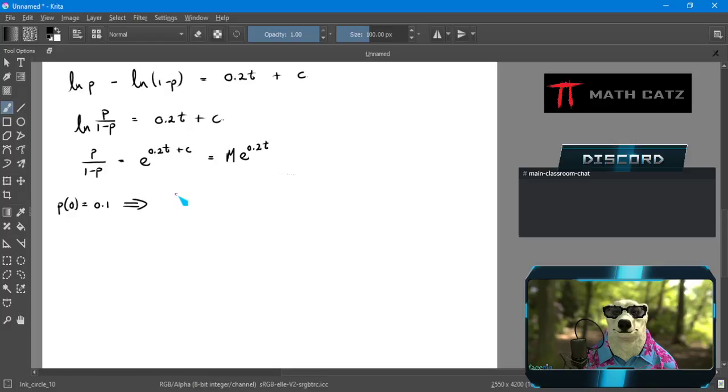So p is 0.1, and so 1 minus p is 0.9, and that is going to give me e to the 0.2 times 0 for t, and again, like always, that is going to be 1 when time is 0. So m is, I can simplify it to 1 over 9, unfortunately a repeating decimal, so I will leave it in this fraction form.